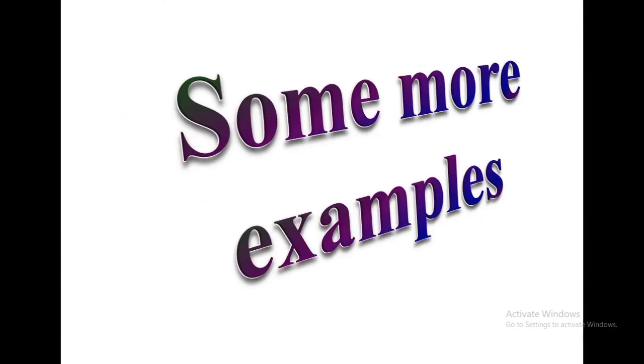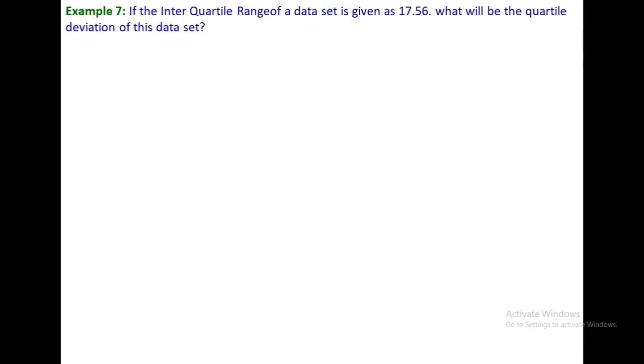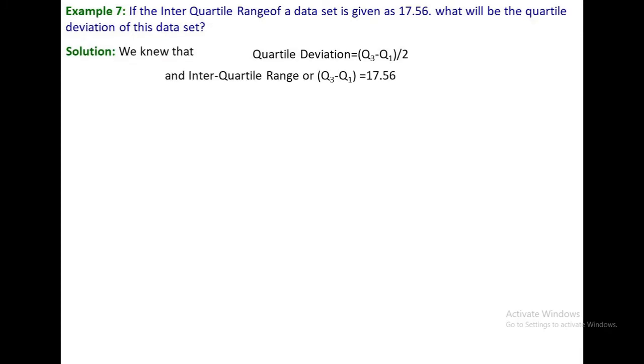If the interquartile range of a data set is given as 17.56, what will be the quartile deviation of this data set? As we know, quartile deviation is equivalent to (Q3 minus Q1) divided by 2, and the interquartile range is known as Q3 minus Q1. Therefore, the quartile deviation will be 17.56 divided by 2, or it will be equivalent to 8.78.